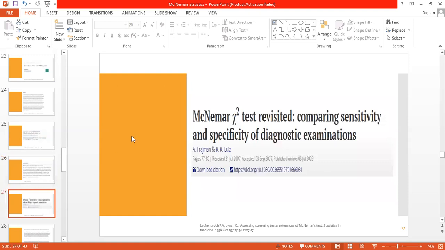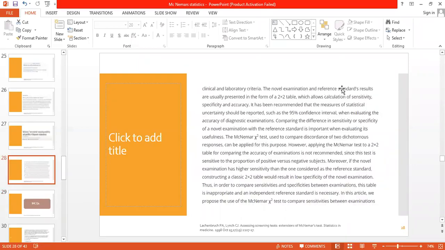This is another article. The heading of this article is McNemar test revisited: comparing the sensitivity and specificity of diagnostic examination. The novel examination and reference standard results are usually presented in the form of a 2x2 table, which allows the calculation of sensitivity, specificity, and accuracy. It has been recommended that a measure of statistical uncertainty should be reported, such as the 95% confidence interval, when evaluating the accuracy of diagnostic examination.